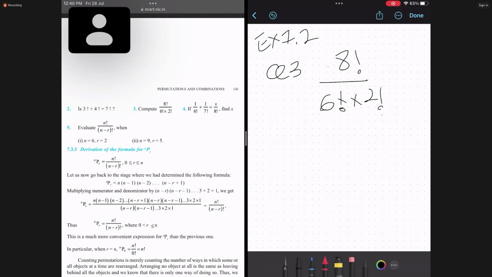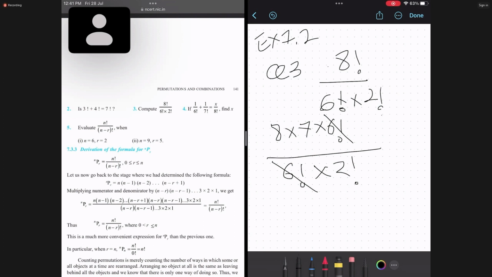Rather than doing that, let us simplify the term first, and then we can carry out our calculations. 8 factorial could be written as 8 into 7 into 6 factorial. I've done nothing but expand 8 factorial into its constituents, and similarly I'll keep 6 factorial as is, 2 factorial as is, and as you can see, I'm able to cancel out 6 factorial because it is the common term in both the numerator and denominator.